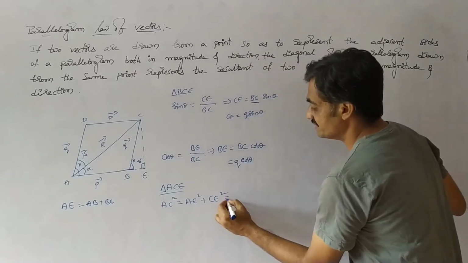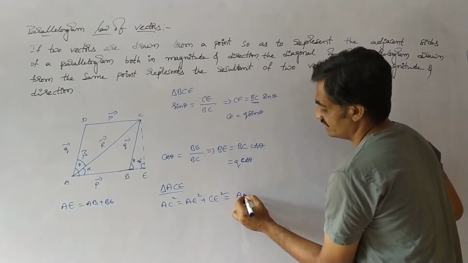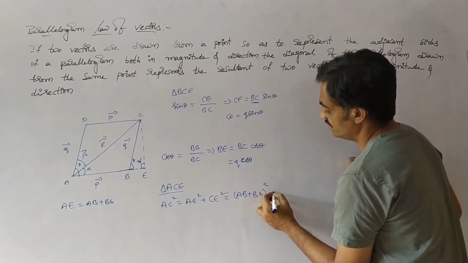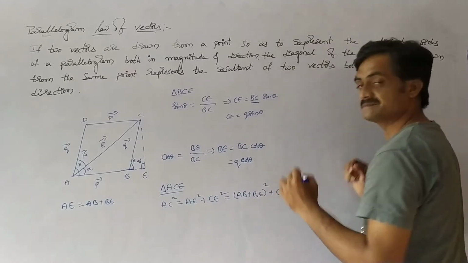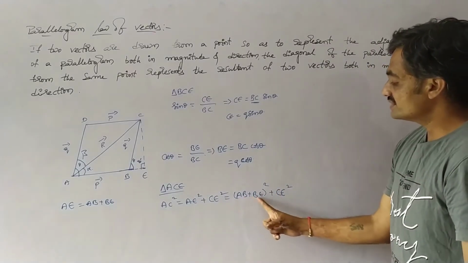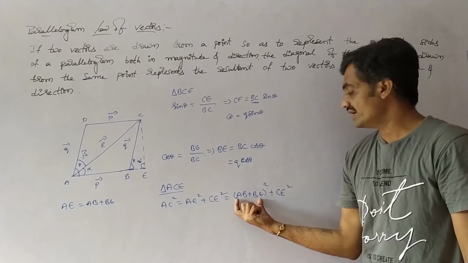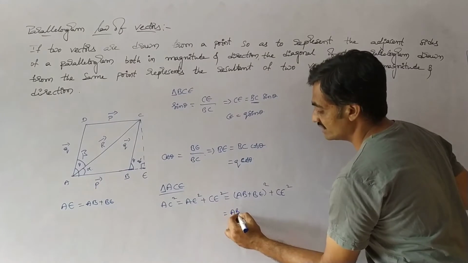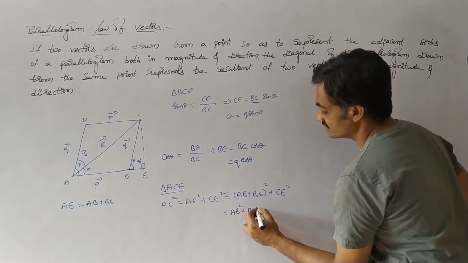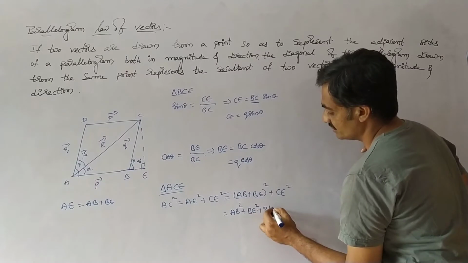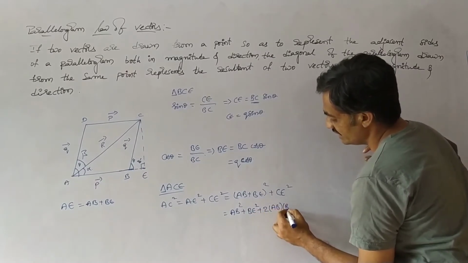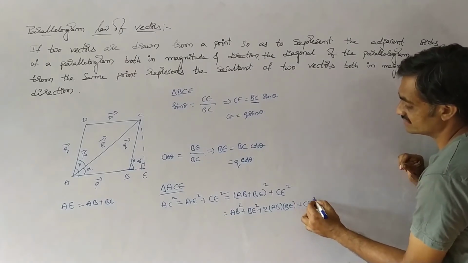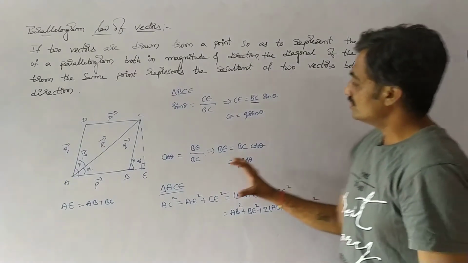If we split this, we have (AB plus BE) whole square plus CE whole square. Observe that this equation is in the form of (A plus B) whole square, so we can split it: AB square plus BE square plus 2 into AB into BE, plus CE square. Now just substitute all this.